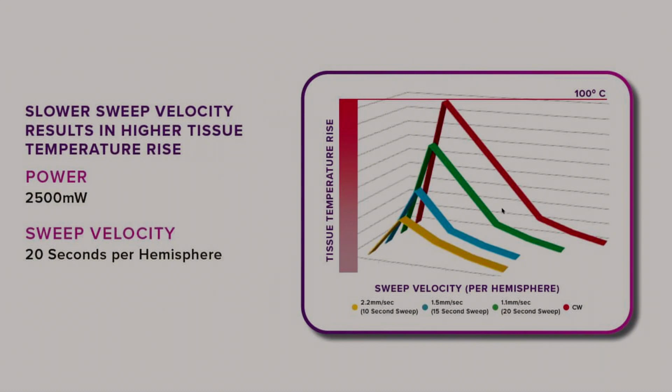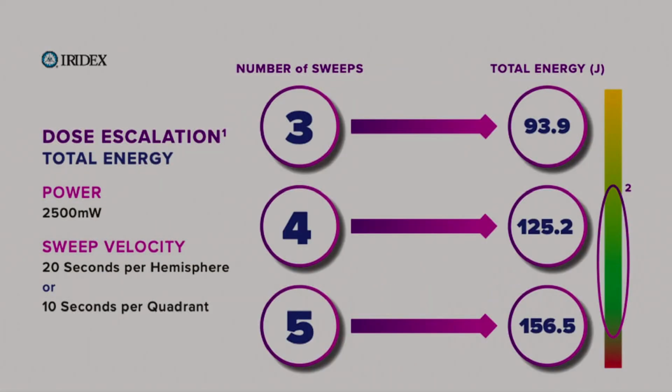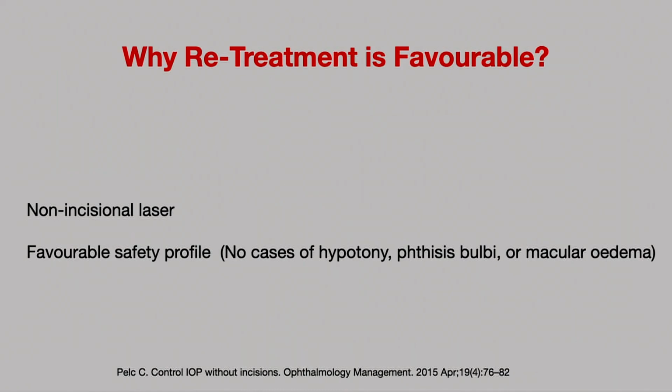We try to maximum to avoid moving into the redder zone. When you move more into the red zone, that is by increasing the 2000 milliwatts to 2500, if you feel the patient demands it, then you will be moving more towards the continuous wave. Care has to be kept in mind that we'll have to hit the green zone. Sometimes different patients may have different green zones. Maybe we need an additional sweep, or maybe slightly titrating your energy from 2000 to 2500 milliwatts. Always retreatment is favorable because it has a favorable safety profile and it's a non-incisional procedure.